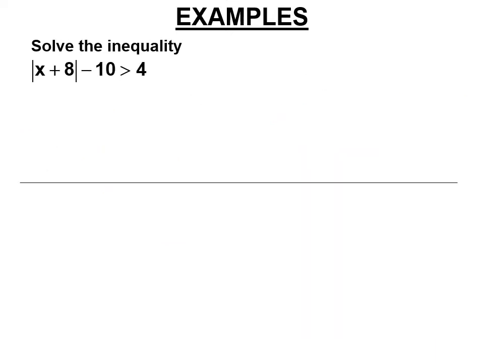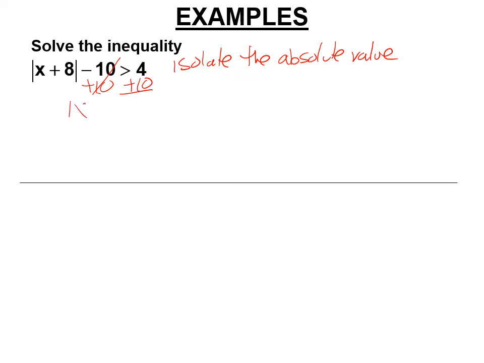Okay, so just like with equations, you want to isolate the absolute value. So we're going to isolate the absolute value first. That means get the absolute value by itself. So we're going to get rid of this add 10 first. Then we're going to solve it twice.